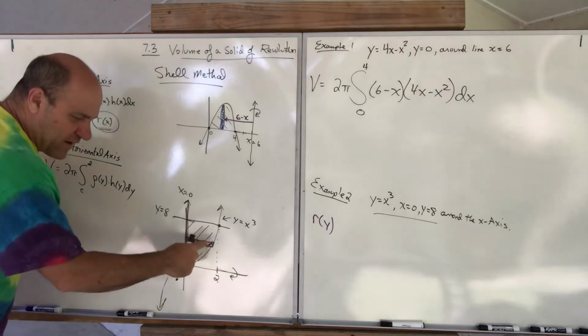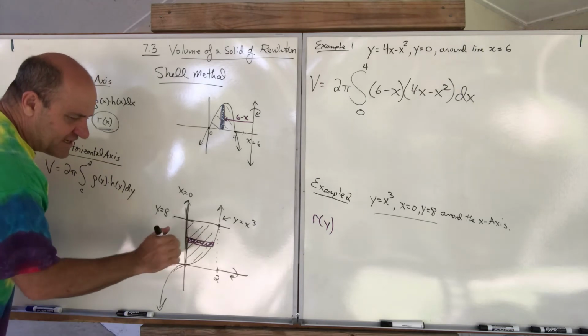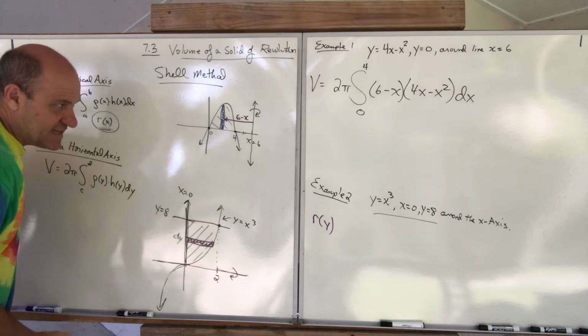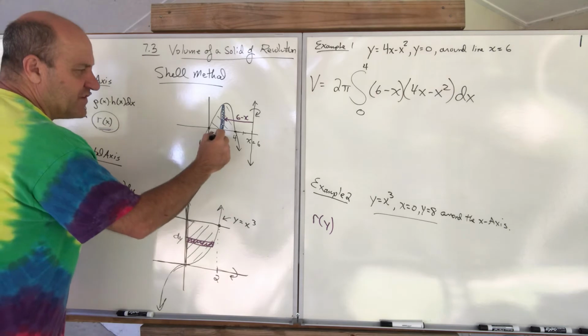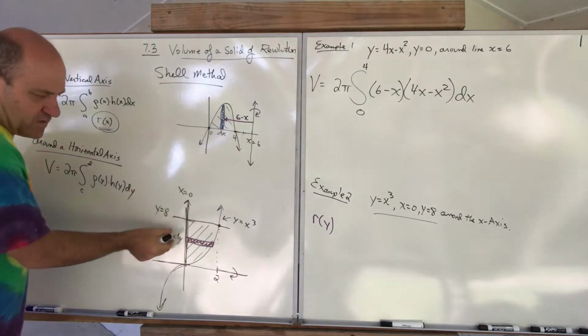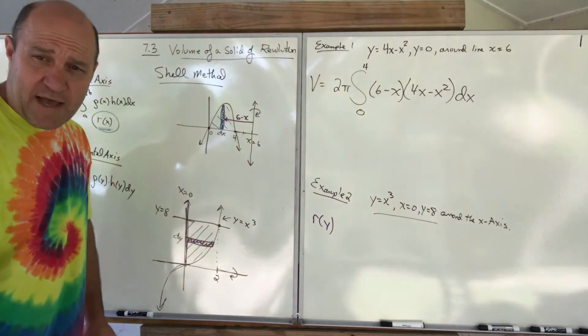Or I could, when I drew this shell, ask what's the thickness of the shell? It's dy. The last one was dx. The thickness of the shell was dy, so that tells me I'm working in y's.